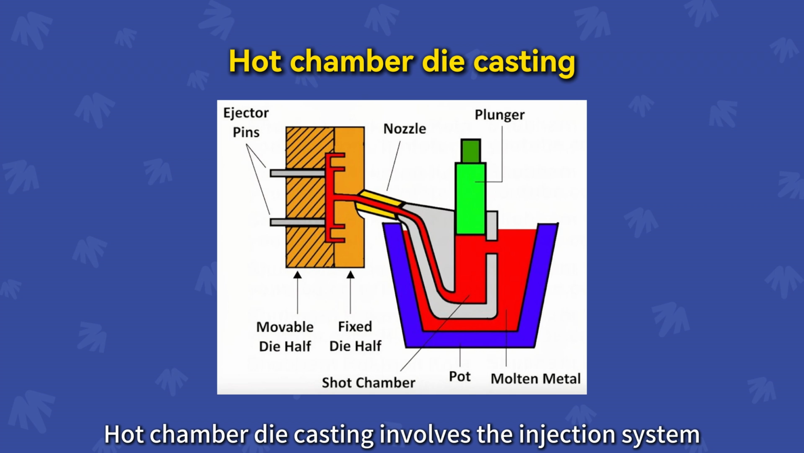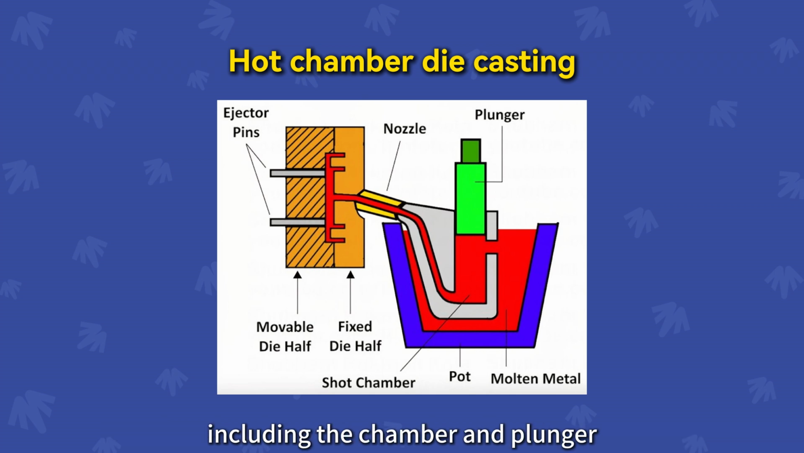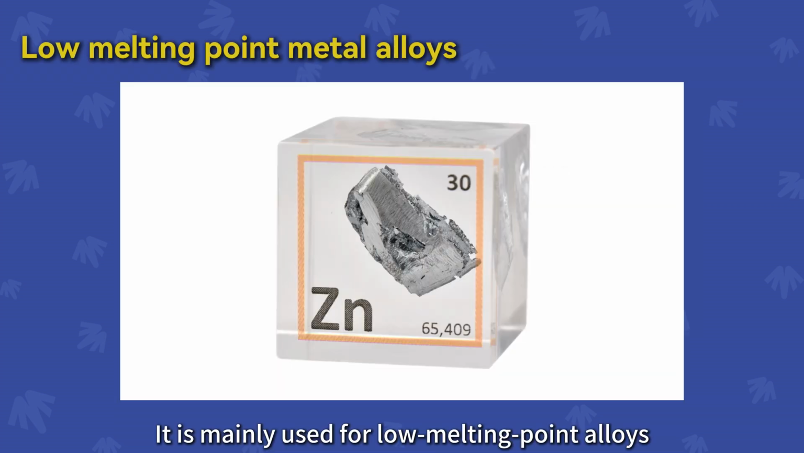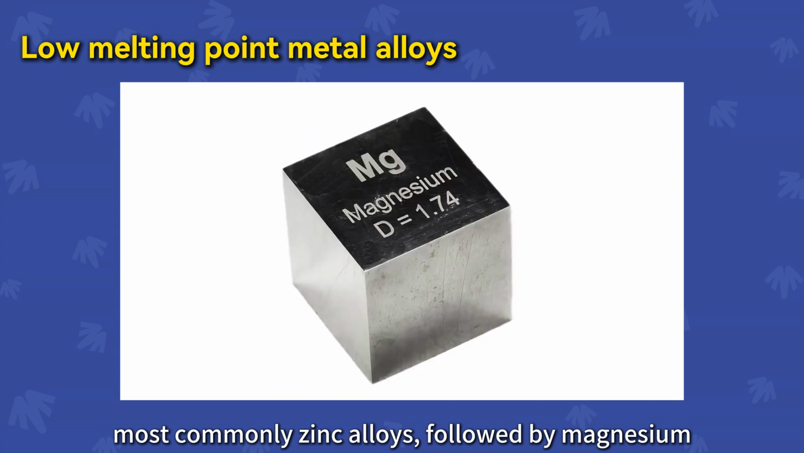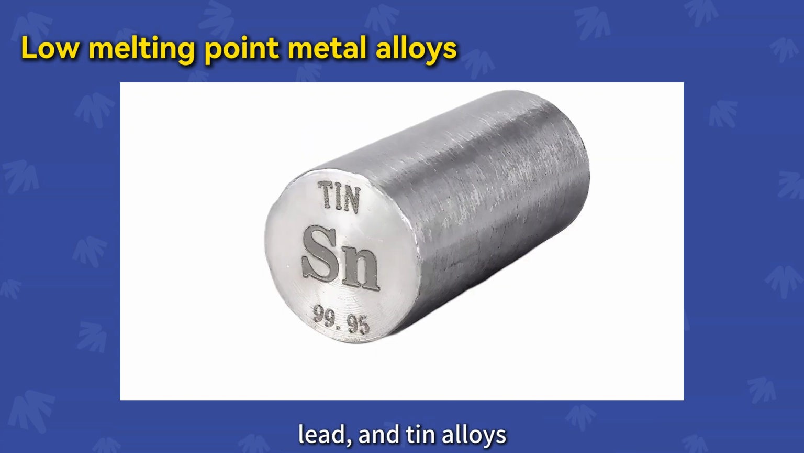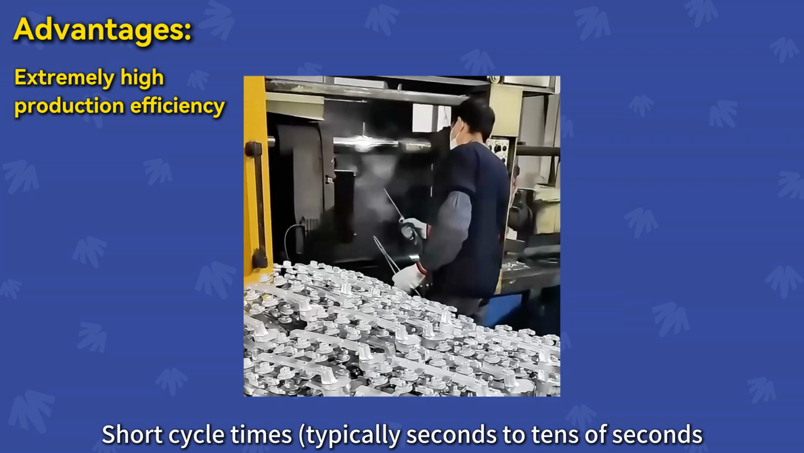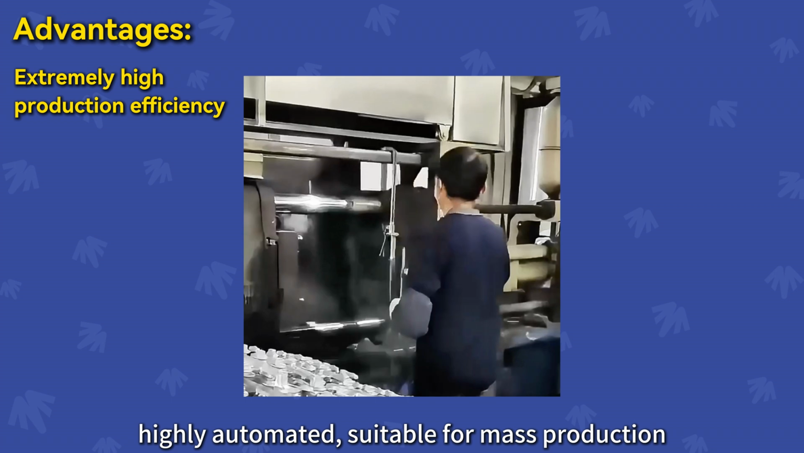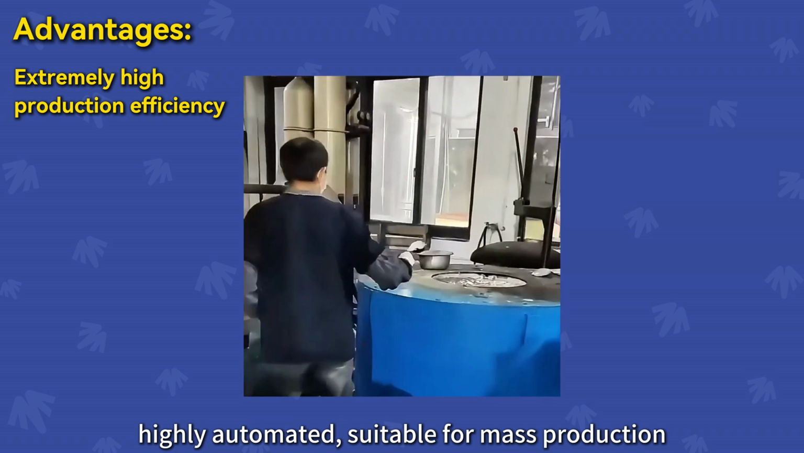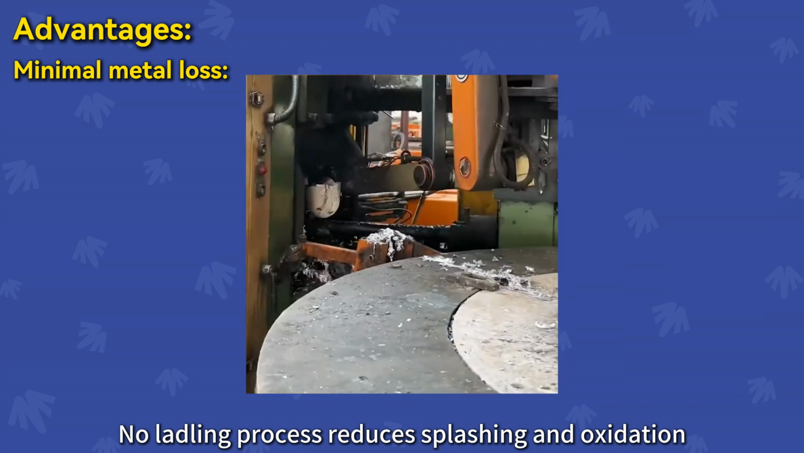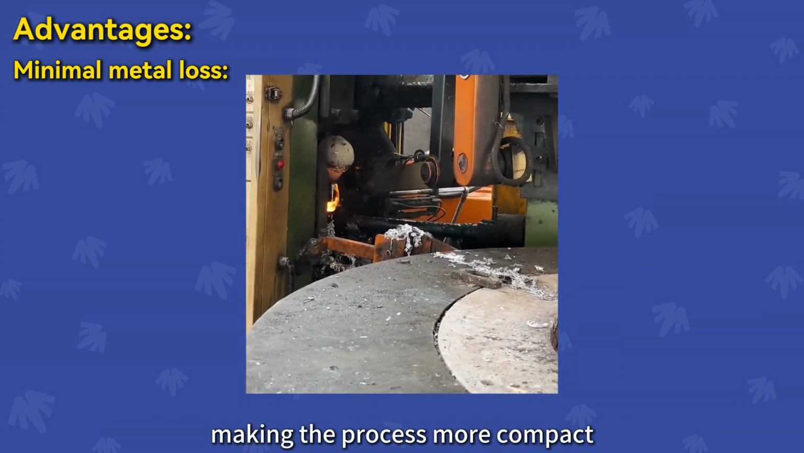Hot chamber die casting. Hot chamber die casting involves the injection system, including the chamber and plunger, being directly immersed in the molten metal. It is mainly used for low melting point alloys, most commonly zinc alloys, followed by magnesium, lead, and tin alloys. Advantages: extremely high production efficiency, short cycle times, typically seconds to tens of seconds, highly automated, suitable for mass production. Minimal metal loss. No ladling process reduces splashing and oxidation, making the process more compact.